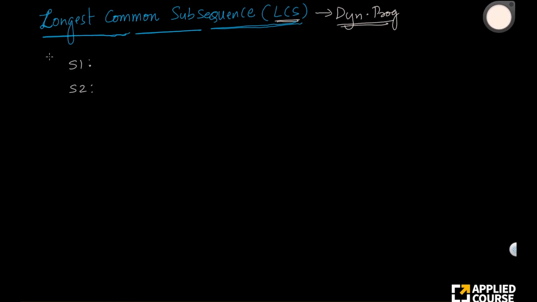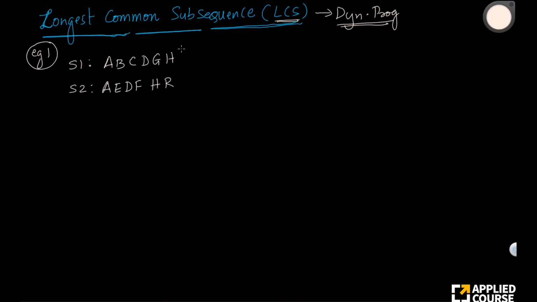Okay, I'll take a couple of examples. So let's take example 1. The problem is as follows. Imagine I have two strings. Let's say the first string is A, B, C, D, G, and H. Basically this is a string of characters, right? And let's assume the second string that I have is A, E, D, F, H, R. Let's say these are the two strings that I have.